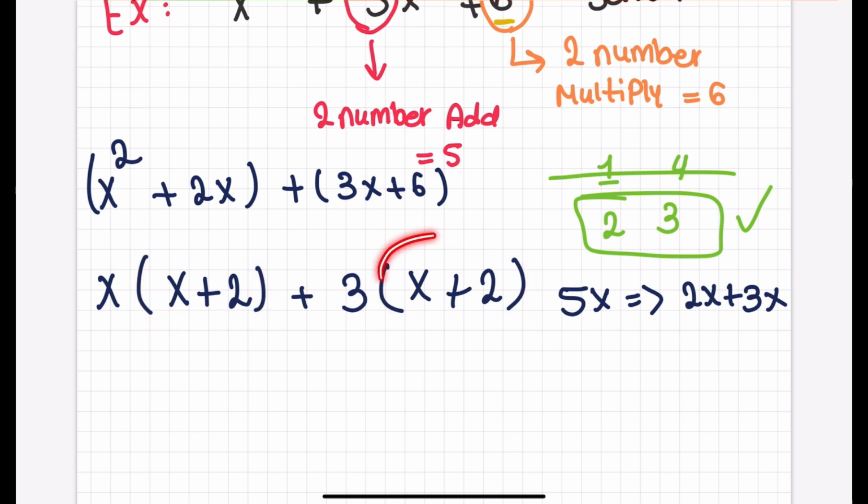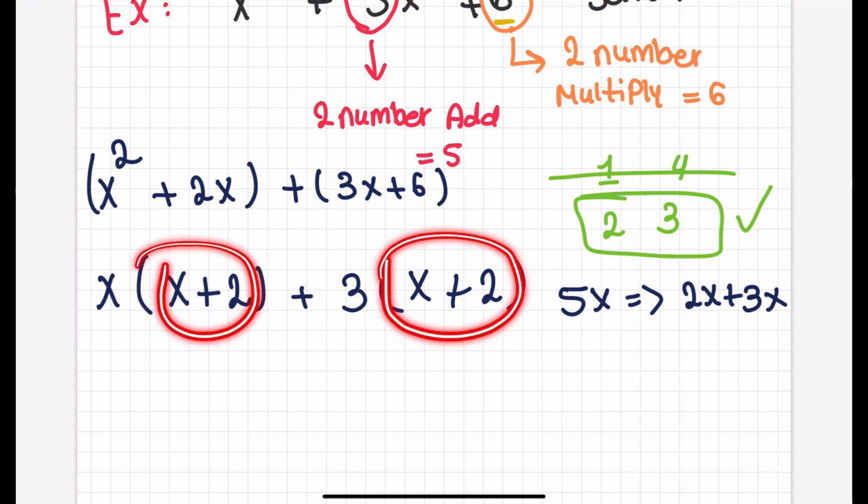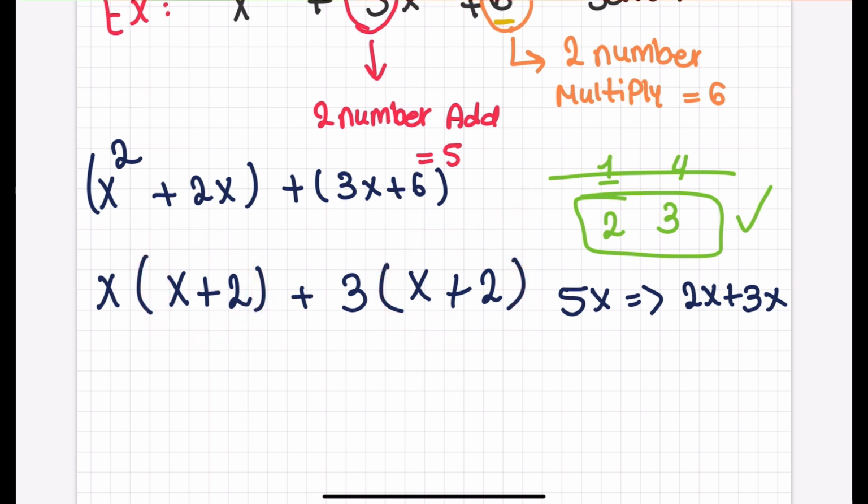Whenever you have these two brackets the same, that means your solution is correct. If these two are not the same, that means something is wrong with your solution, and you need to solve it again. So in this case, I have x plus 2, that means it's correct. So then I have to regroup these two that are left out from the bracket.